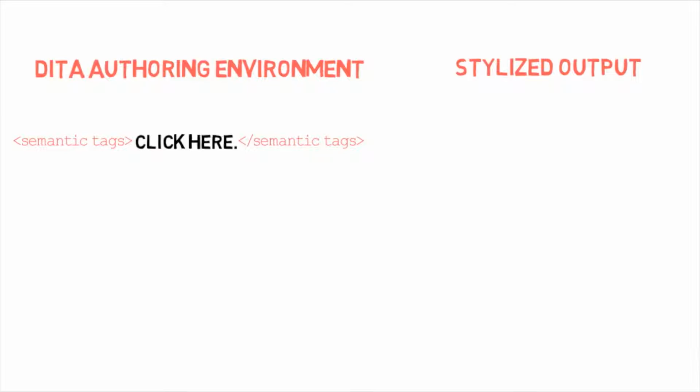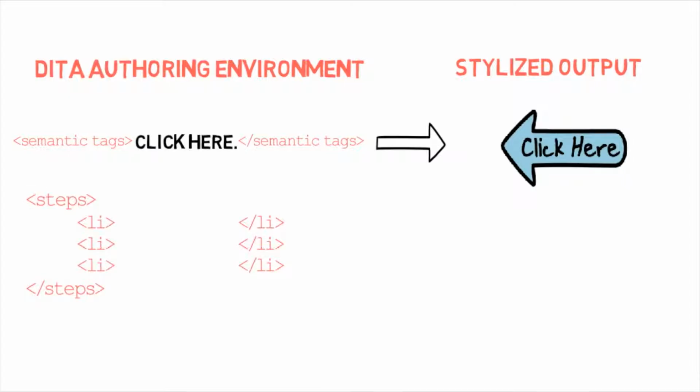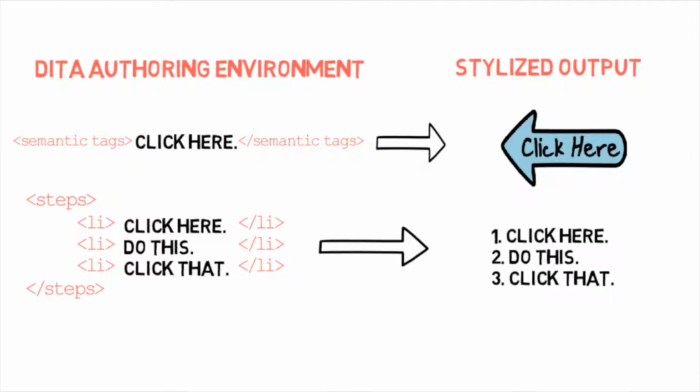DITA divorces style from the content. In a DITA authoring environment, writers apply semantic labels to their text. When the content is published, styles are applied to the content based on the labels and the type of output that's being created. For example, user steps in DITA become ordered lists in HTML output. In other words, DITA tags are used to create consumable content for the customer. And in case there's any kind of rebranding initiative, there's no need to go into the source files to change the style. Only the style sheets need to be changed.